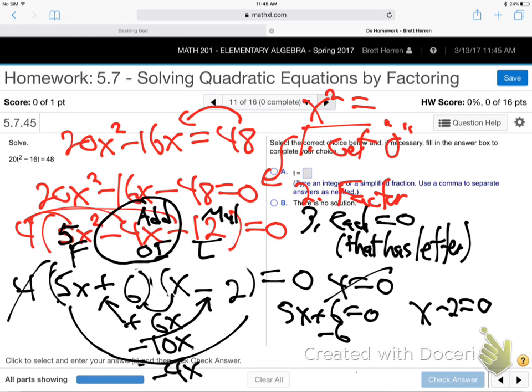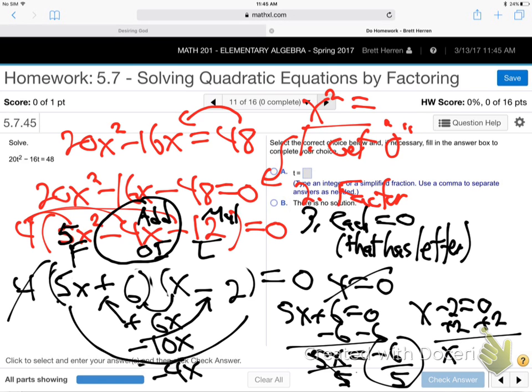So subtract 6. 5x is negative 6. Divide by 5. Yep, negative 6 fifths. Add the 2. The answers are 2 and negative 6 fifths. So what happens to the 4? Nothing. I just leave it out.